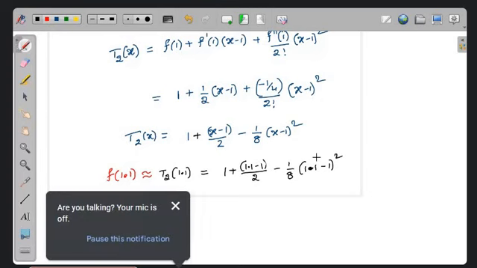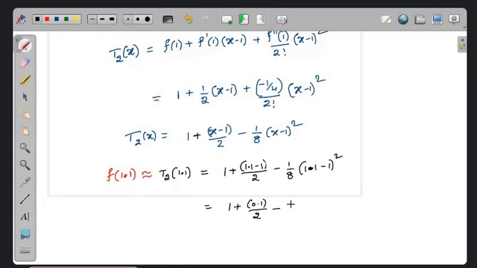So now you just need to find this value, right? 1 plus 0.1 by 2 minus 0.1 whole square by 8. So we'll get the square root of 1.1 value approximately without using a calculator.